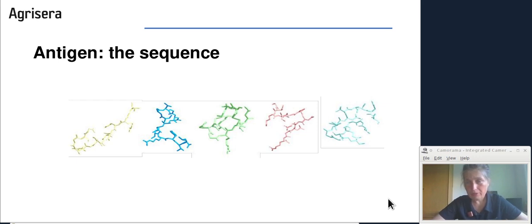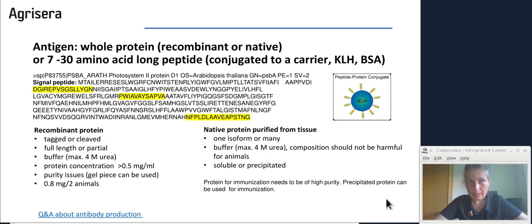Antigen. When we develop antibodies to proteins, we are working, of course, with a sequence. And an antigen can be either a whole protein, which can nowadays be mainly recombinant, full length, or just partial, or an antigen can be a native protein purified from tissue. Although these kinds of antigens are commonly not used so frequently.